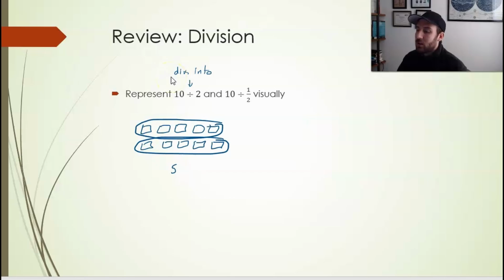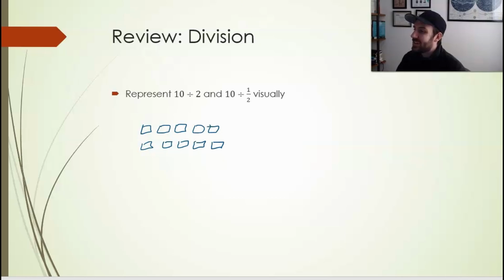Now what happens if we're working with fractions? We're going to do 10 divided by 1/2. So that's going to be us starting with 10 different objects, and we're going to be dividing each of these into groups that are 1/2 large. Well, right now I don't have any objects that are 1/2 large, so we'll need to start with splitting each of these into halves. And then I can divide them into groups that are 1/2 large.